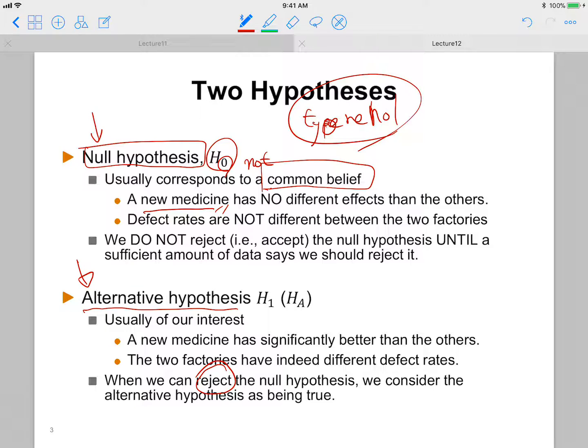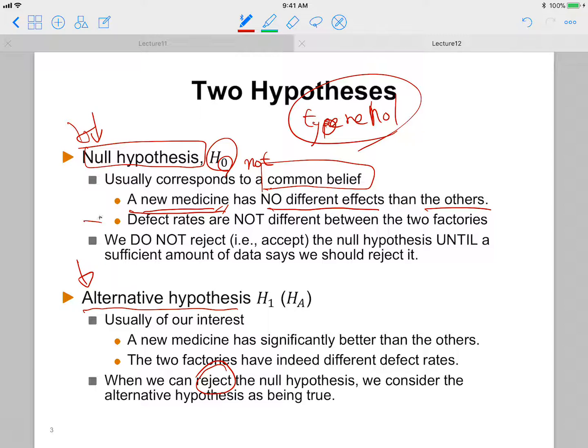Okay, but many people will not believe that until you provide a sufficient amount of evidence, right? So this null hypothesis corresponds to the situation that your new medicine has no different effect than the previous one. So that corresponds to a common belief, right? This is a default stance that we will take when given no available data supporting the other scenario. So this is the default situation that we are taking.